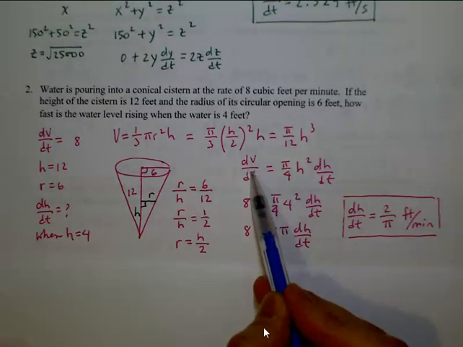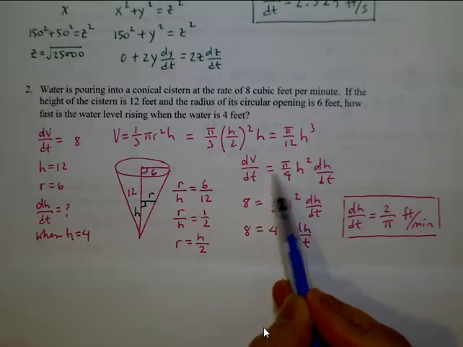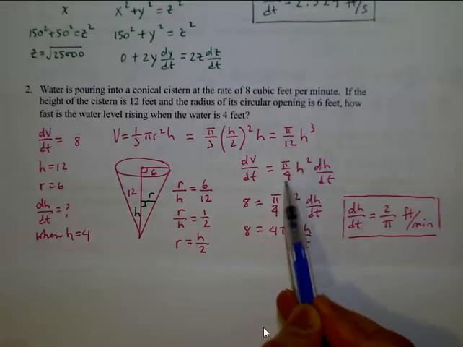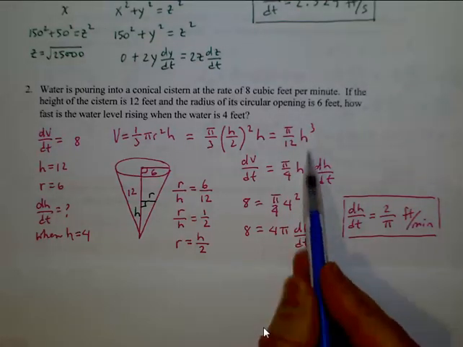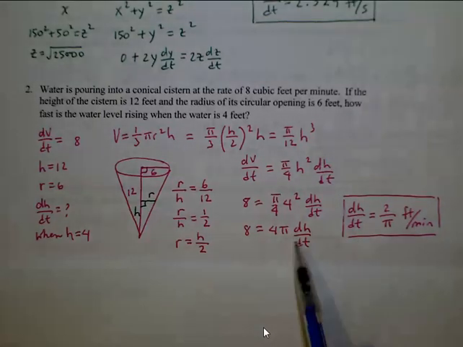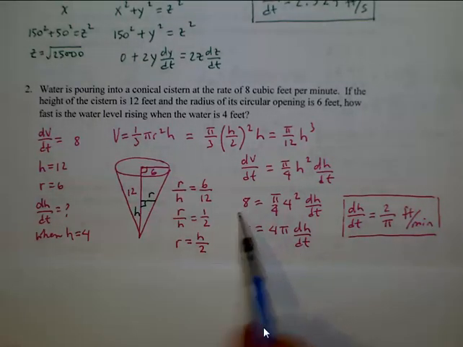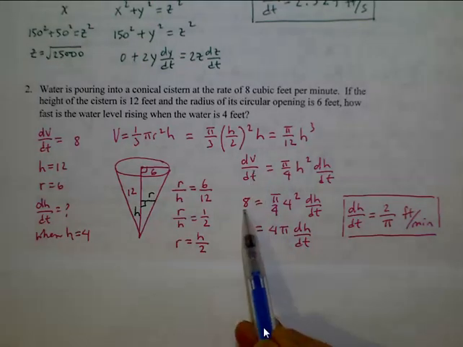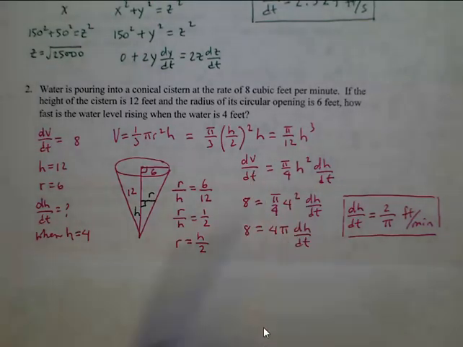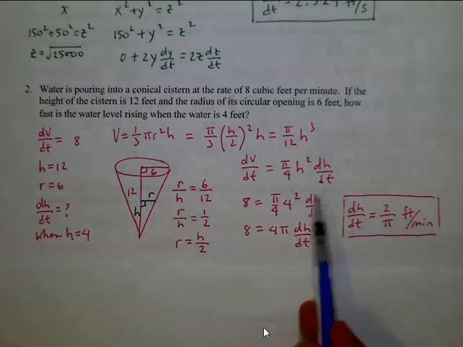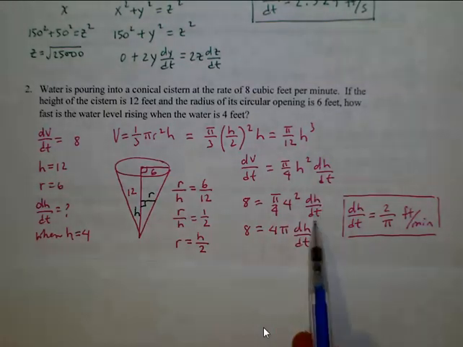So this will be dV/dt, and that is equal to, bring down the 3, so that gives me pi over 4 h squared, and then I have to take the derivative of the inner, which is dh/dt. Okay, now I substitute in all the information from this side right here. So dV/dt is equal to 8, and then h is 4, so it'll be pi over 4 times 4 squared, and dh/dt is what I'm looking for.